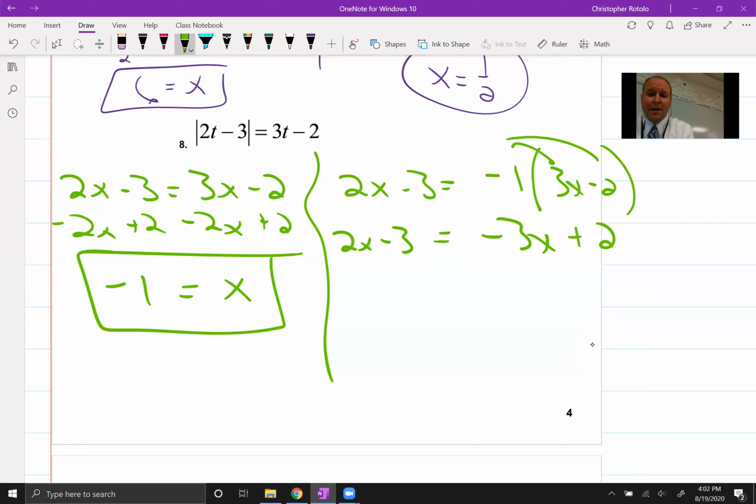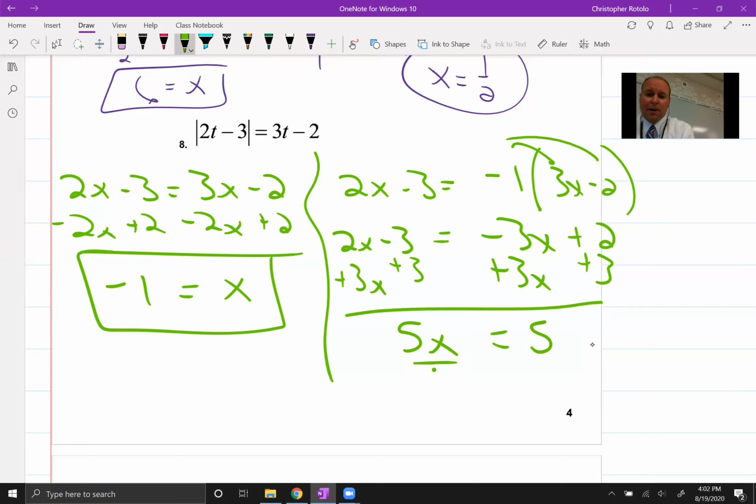Either way. All right, now I might add 3x. I'm going to add 3x. While I'm doing that, since I'm moving the x's to the left, I want to add 3 to the right. So now I have 5x equals 5. And we know we're going to divide by 5. So x turns out to be 1. All right, so that is your new Algebra 2 part of it. Those are the things we're going to add on and have to deal with in Algebra 2.